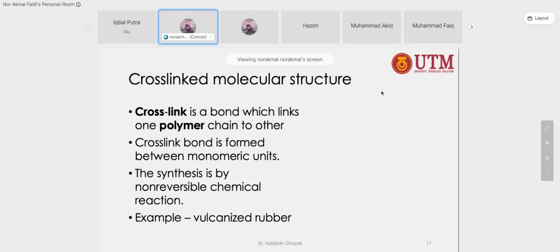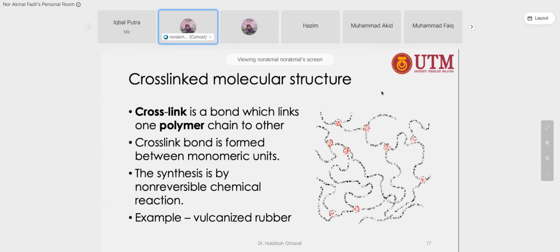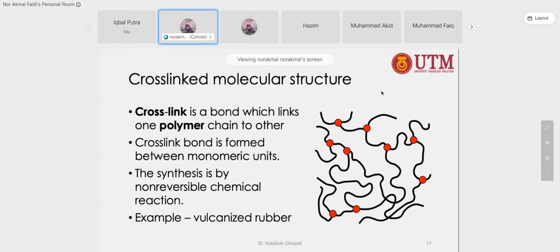So, for example, the vulcanized rubber. If you look at this, there is a branch, for example, like this main strand. Okay, it has a branch. The branch connects with another chain. Okay, so there are two chains. The branch of each chain connects to another chain.